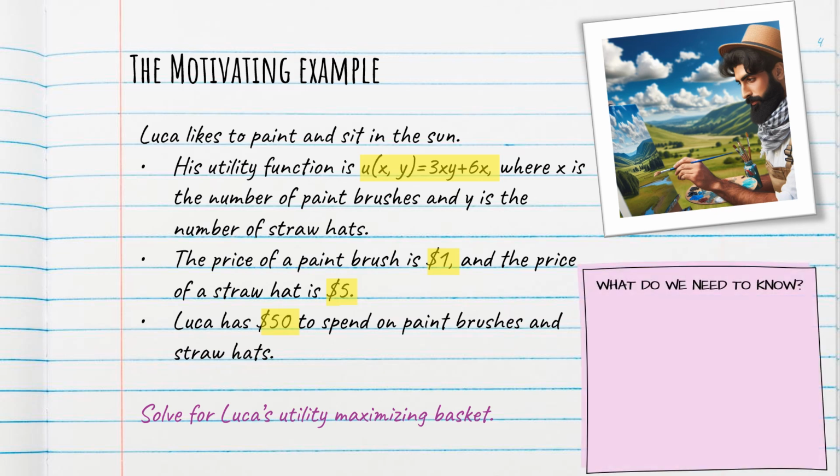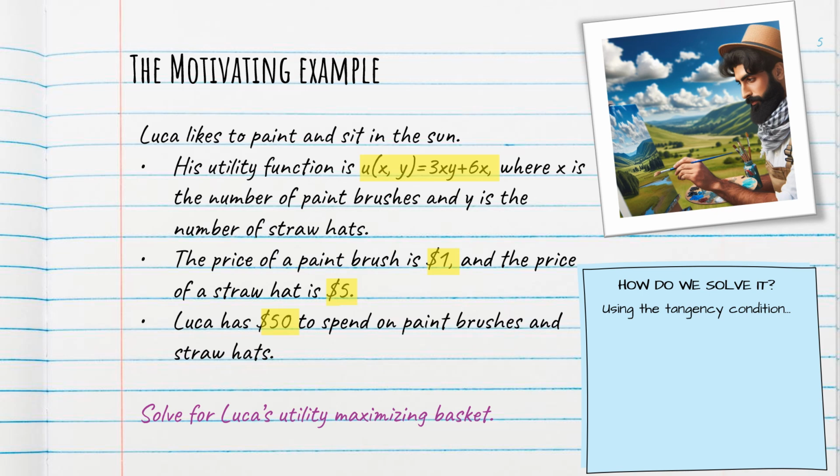What do we need to know in order to solve for this utility maximizing basket? We need to have a utility function. We also need to know the price of each good. And finally, we need to know the consumer's income. How do we solve this question?